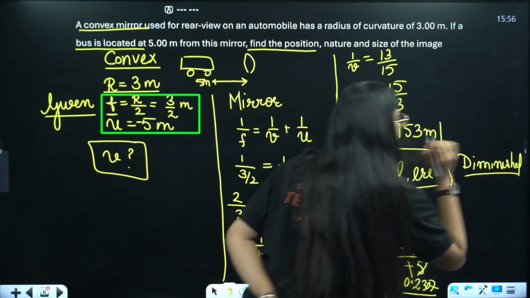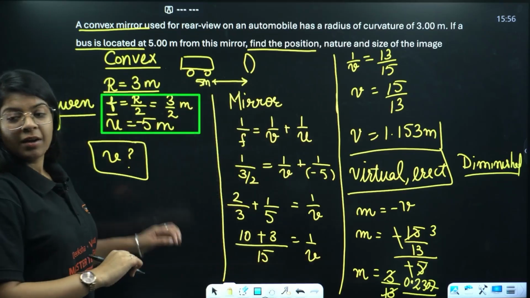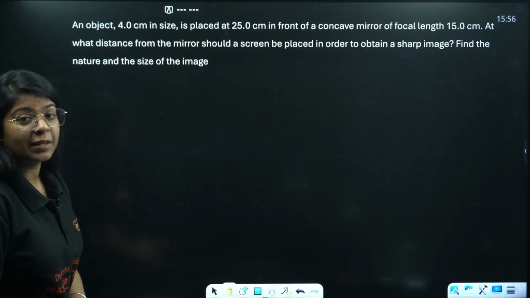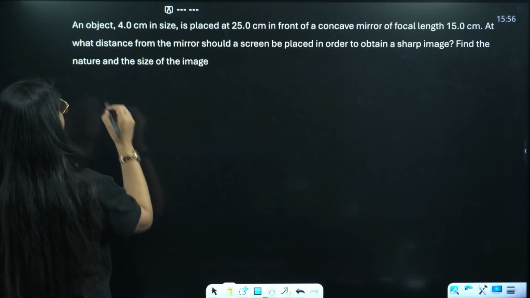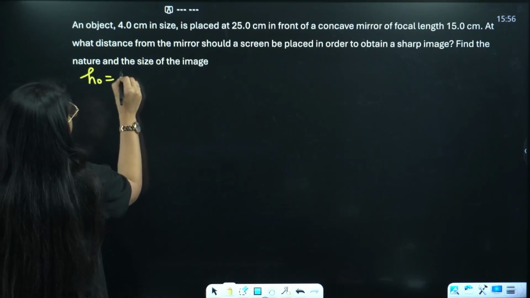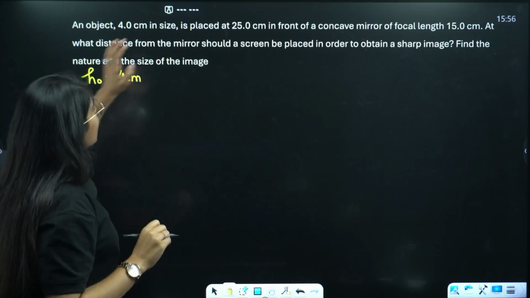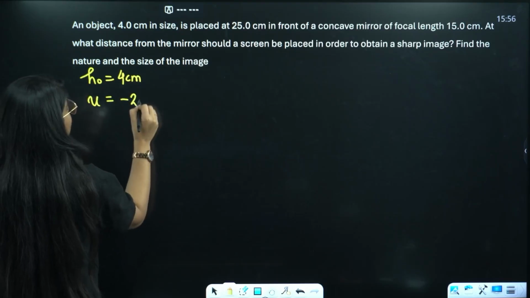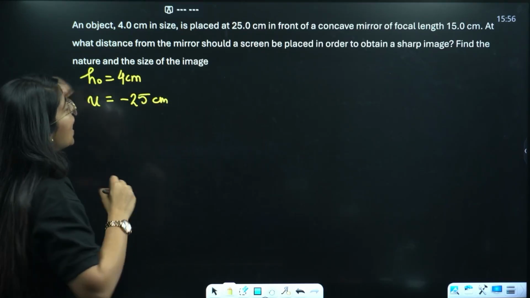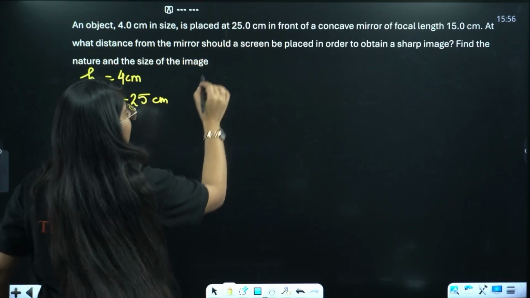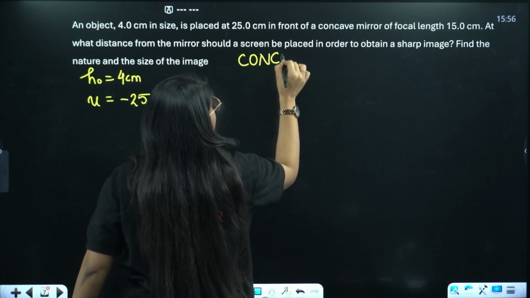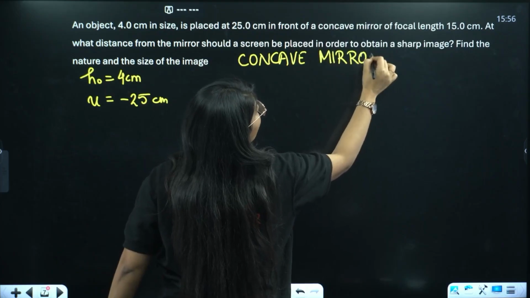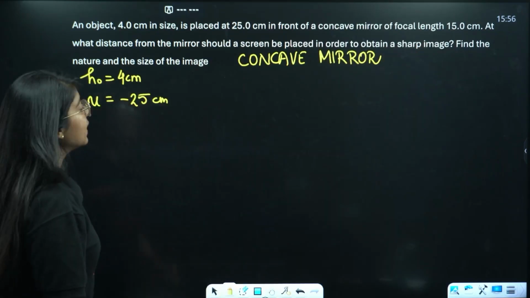Understood? First numerical done. Moving on to the second one, we have an object 4 centimeter in size. As we read, we write an object 4 centimeter in size is placed at 25 centimeter. So u is always negative, so this is minus 25 centimeter in front of a concave mirror. Now we are given a mirror that is concave mirror. Understood? Then the focal length is also given, 15 centimeter.